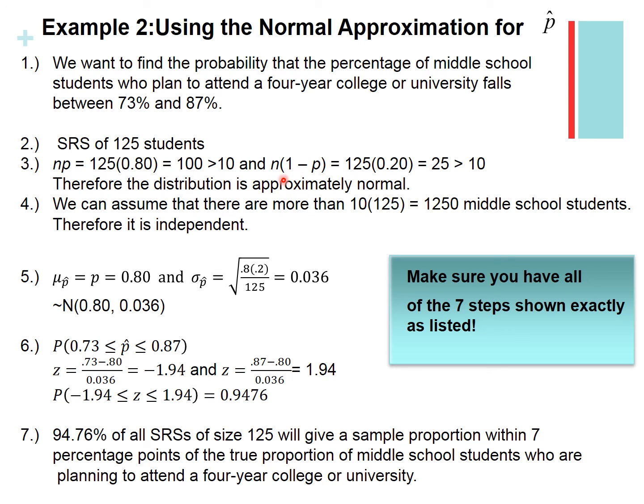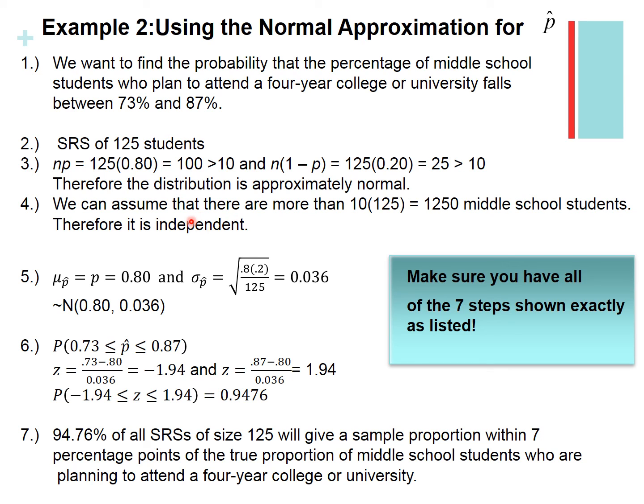Why did you do that? You showed that it was normal. And then the last one, we can assume that there are more than 10 times 125, or 1,250, middle school students. Therefore, it's independent. So make sure that's in context. Don't just write 10 times 125. There's more than 10 times 125, 1,250 what? They're specifically middle school students, and you have to state, therefore, it's independent. So you did this work. Why? I need it to be independent for the standard deviation.